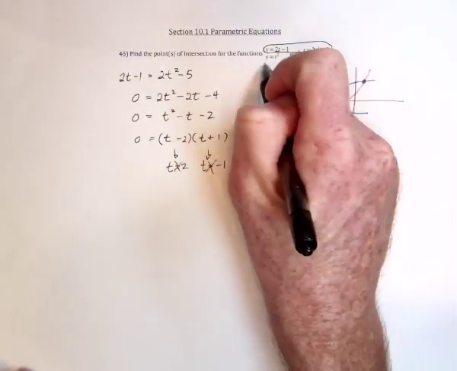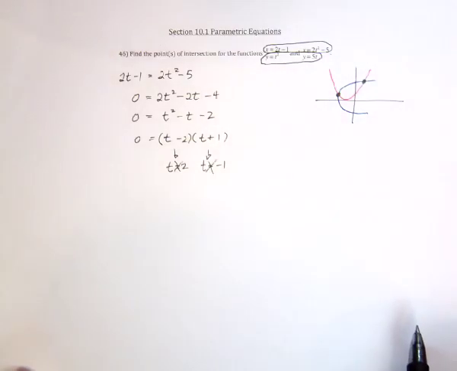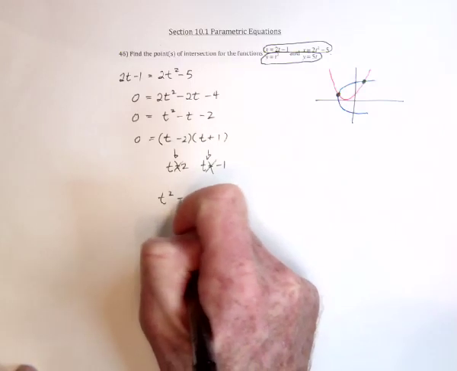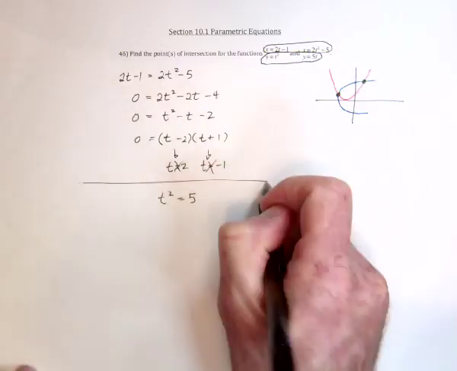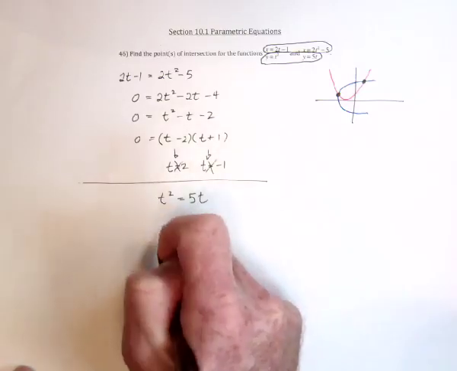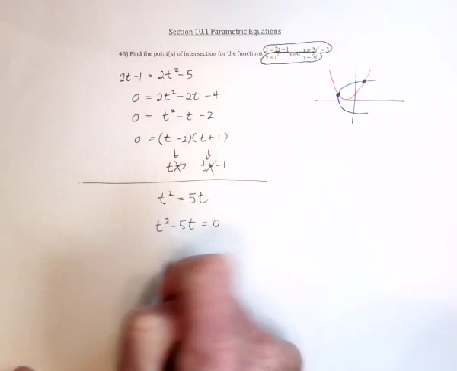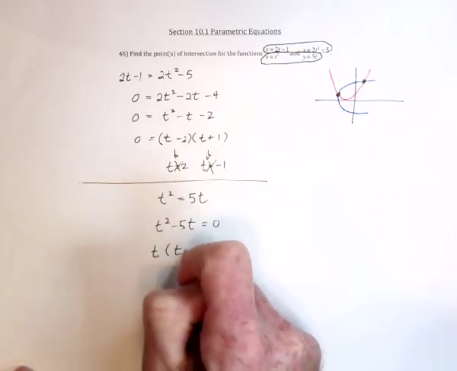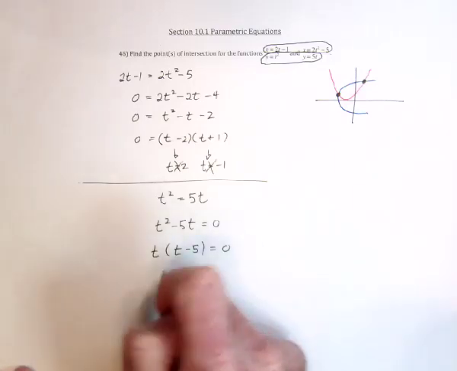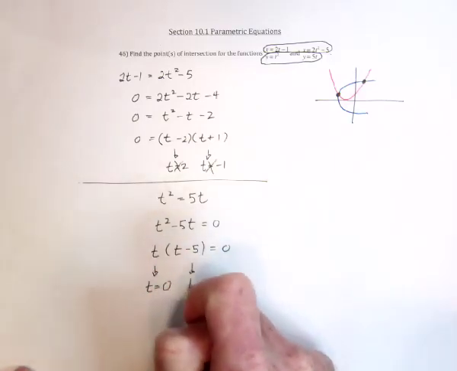The other thing you do is set the y values equal to each other. So we've got t squared equals 5t. You could move this to the left side, so t squared minus 5t is equal to 0. Factor out a t, and it seems like the intersection points are going to be when t equals 0 and when t equals 5.